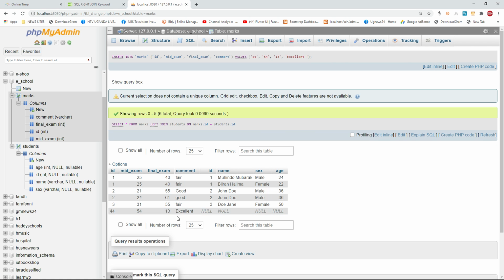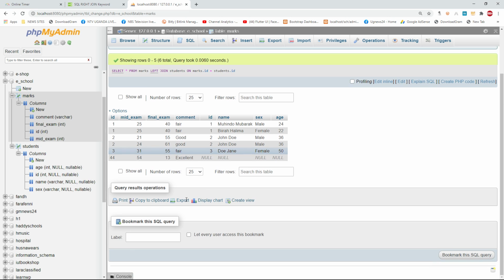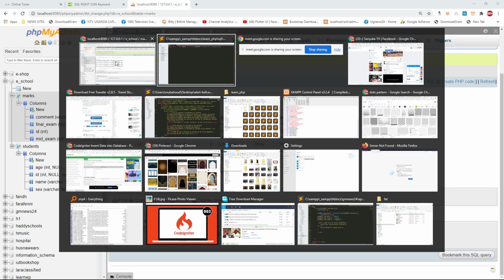Can you see, members, that? It has returned all those ones on the right hand side. I mean on the left hand side. But those on the left hand side, because we said left but they did not have any mark, have been given null on the right hand side. Did you understand? Hamza, do you understand?